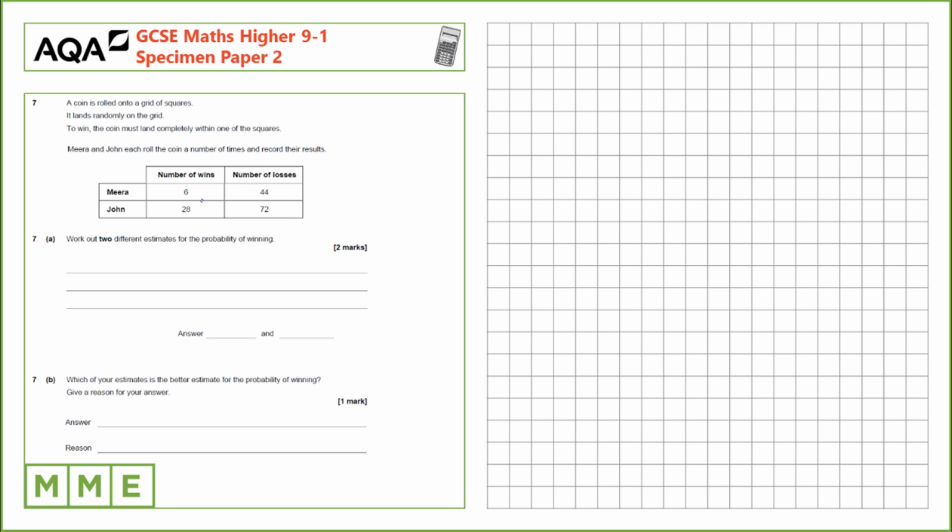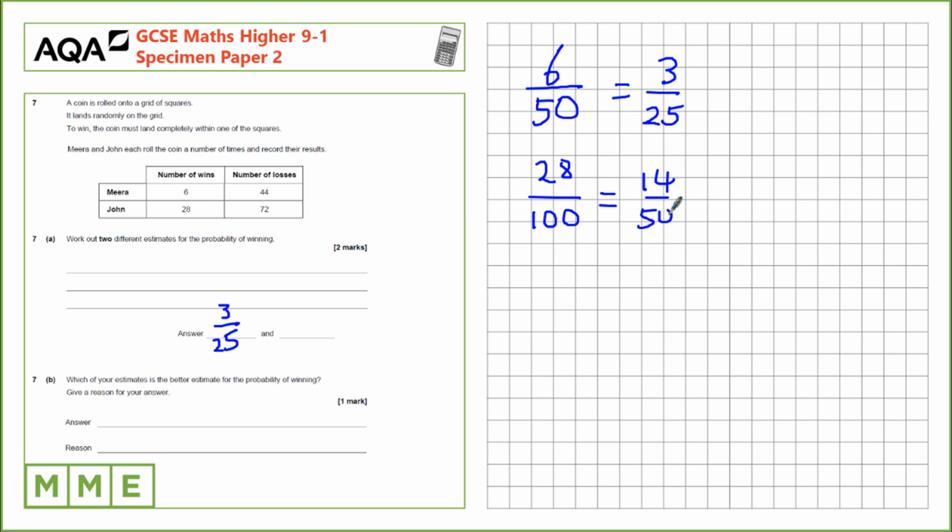We could work out Mira's estimate, that's 6 wins, over a total of 50 rolls. 6 wins plus 44. So 6 over 50, that's equivalent to 3 over 25. That's one of our probabilities. Next, we can find John's probability. His probability is 28 over 100, from 72 plus 28, which is equivalent to 14 over 50, 7 over 25.